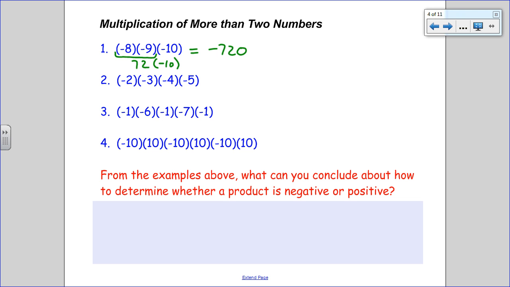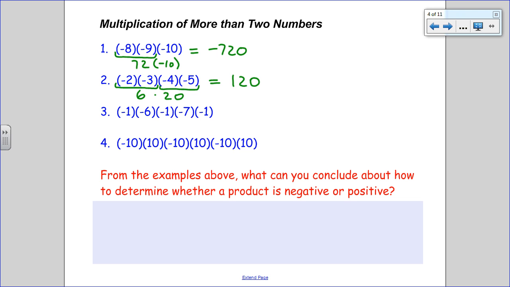In the second example, we could again work from left to right across the problem, or, since multiplication follows the commutative and associative properties, we can group the numbers in any order we want and then do the multiplications. So let's actually group these numbers in pairs. First we can multiply -2 times -3, which is a product of 6. Then we can multiply -4 times -5, which has a product of 20. Finally, we can multiply 6 times 20 to obtain the answer 120.